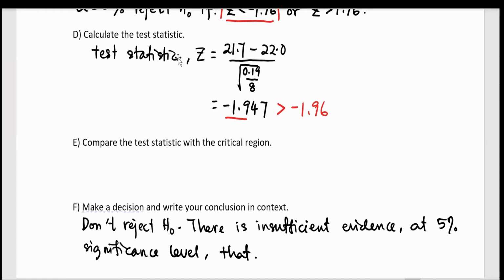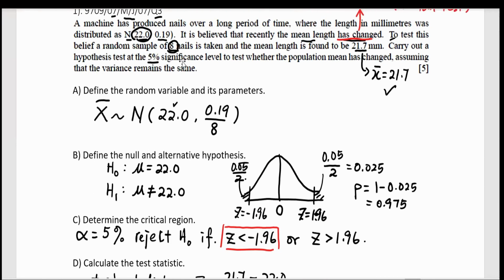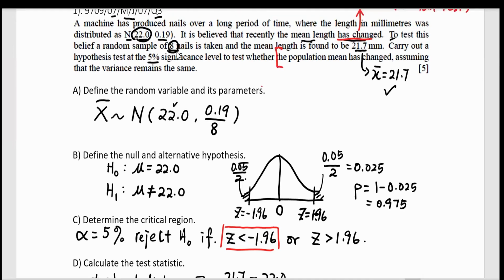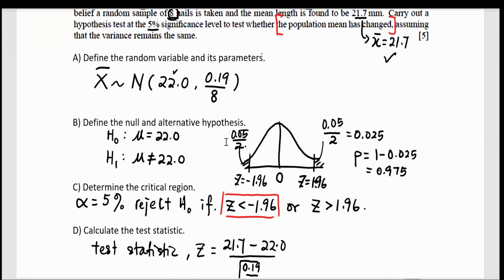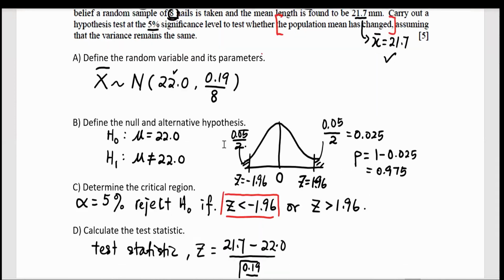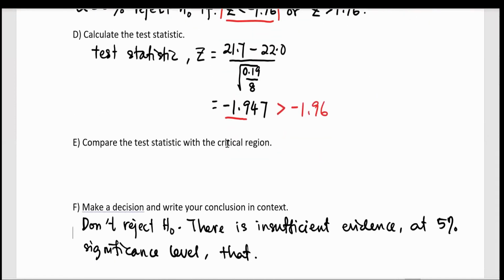that, so we refer back to what the question wants us to test: whether the population mean has changed. So this is what we want to test. And based on our calculations, we do not reject H0, then it is insufficient to say that the population mean has changed, meaning it has not changed. All right. So we have come to the conclusions.